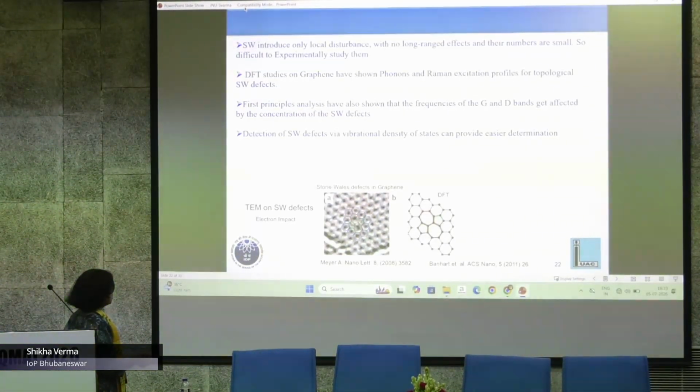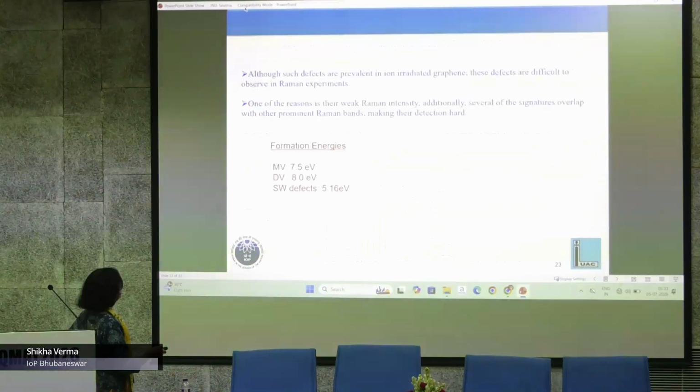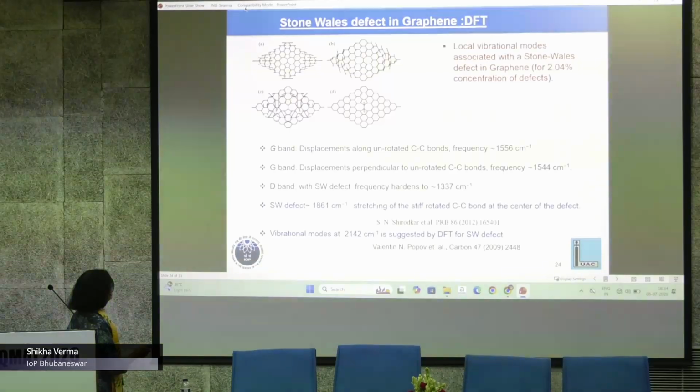These are some studies in literature where TEM has seen the SW defects, and this is the DFT of the same thing. Although such defects are prevalent in ion irradiated graphene, these defects are difficult to observe in Raman experiments. The reason for the weak Raman intensity is that several of their signatures overlap with other prominent Raman bands, making their detection harder. And the formation energy of a monovacancy is 7.5 eV, divacancy is 8 eV, and the SW defect is lowest. Actually, it's only 5 eV, so it's very easy to make these kind of defects.